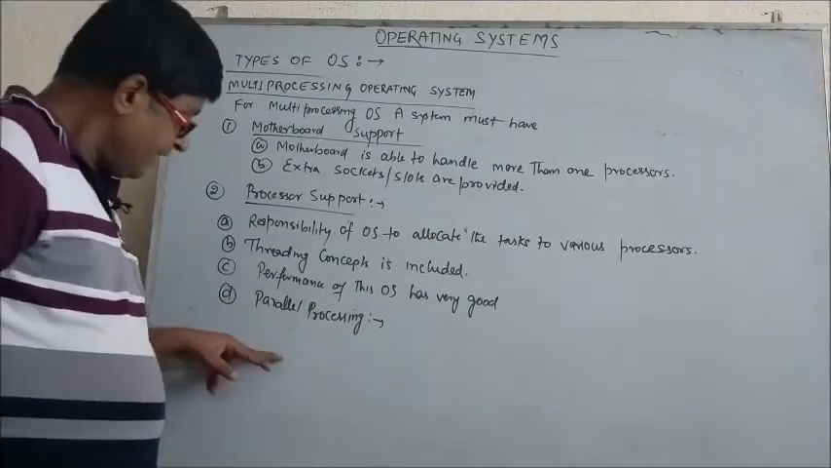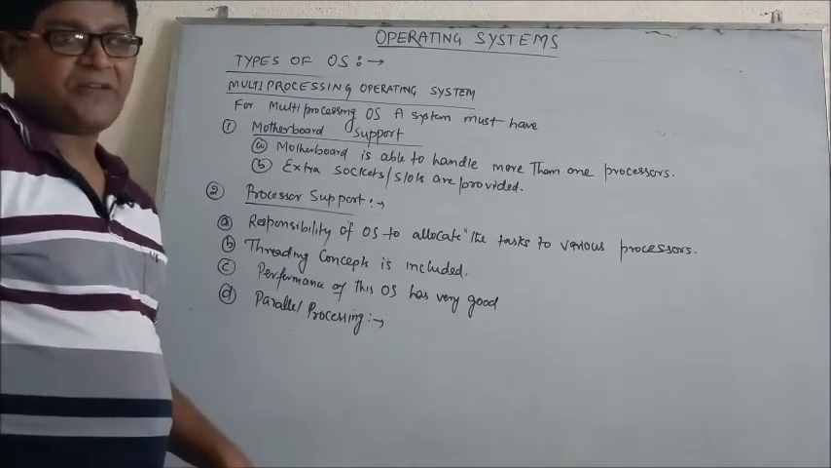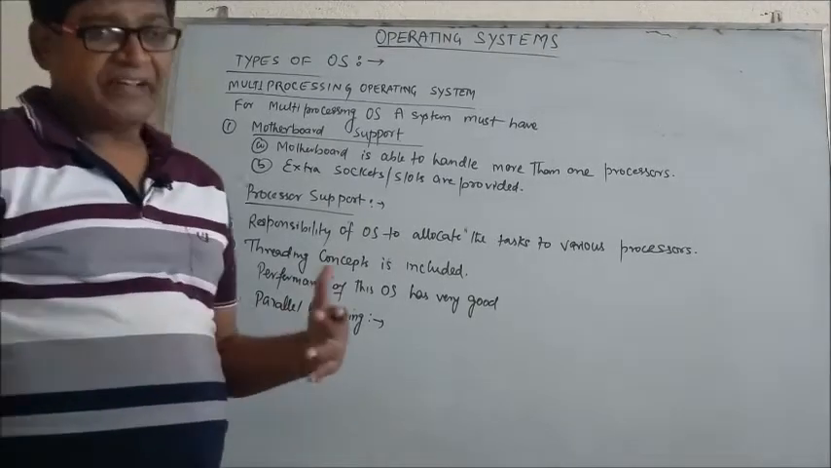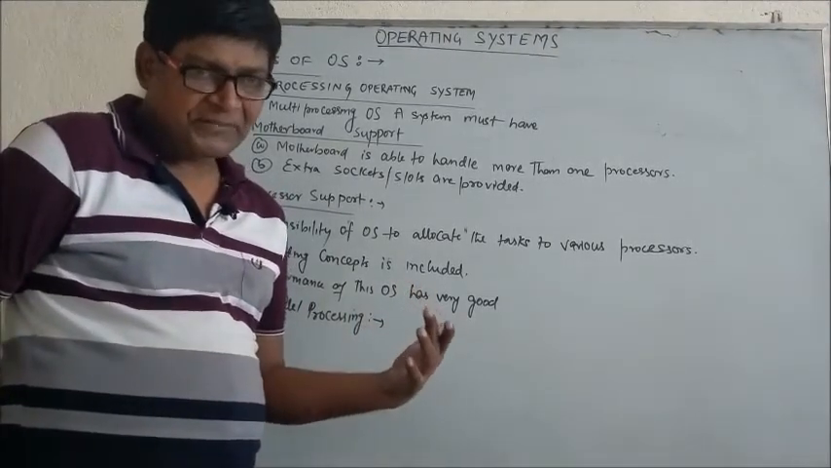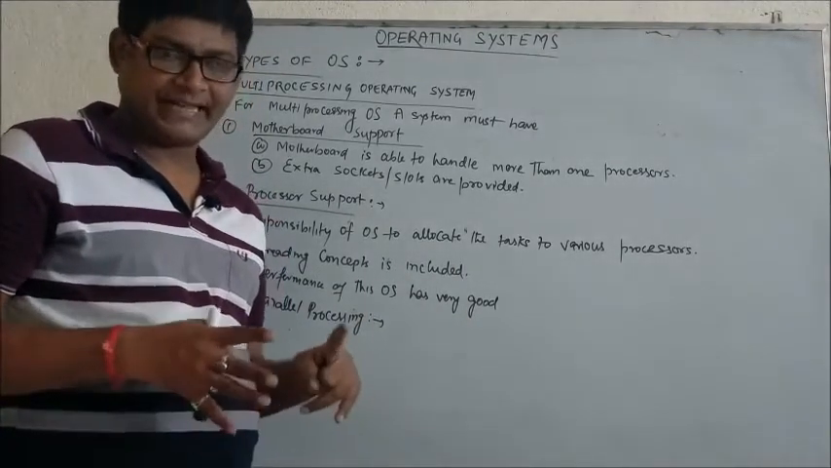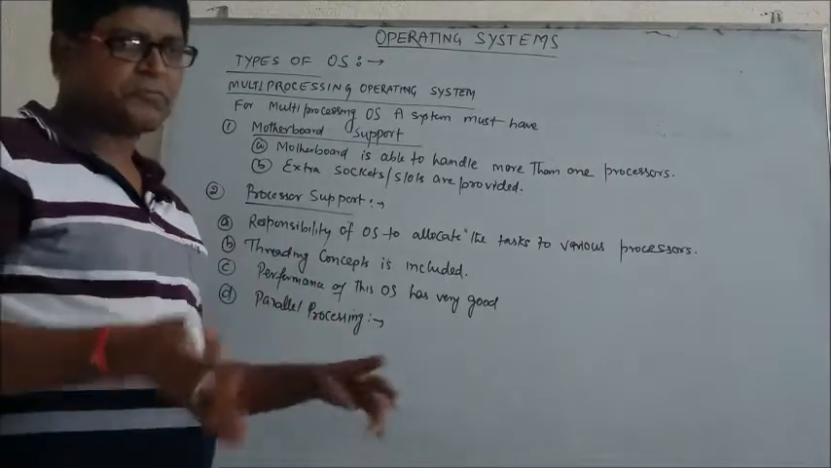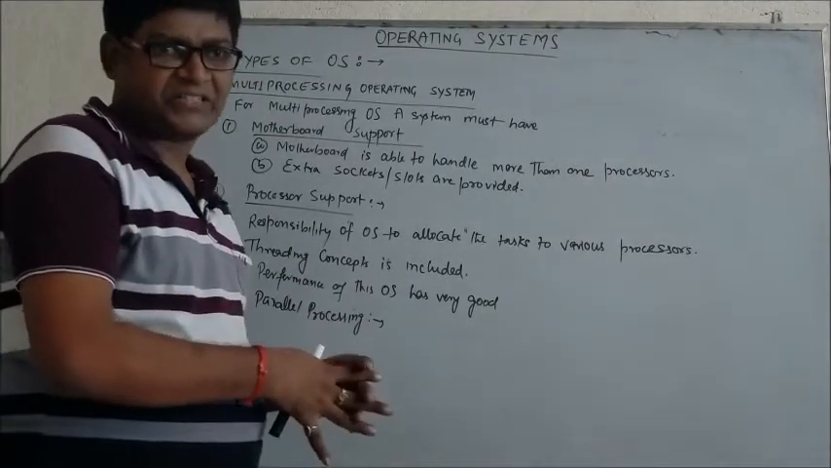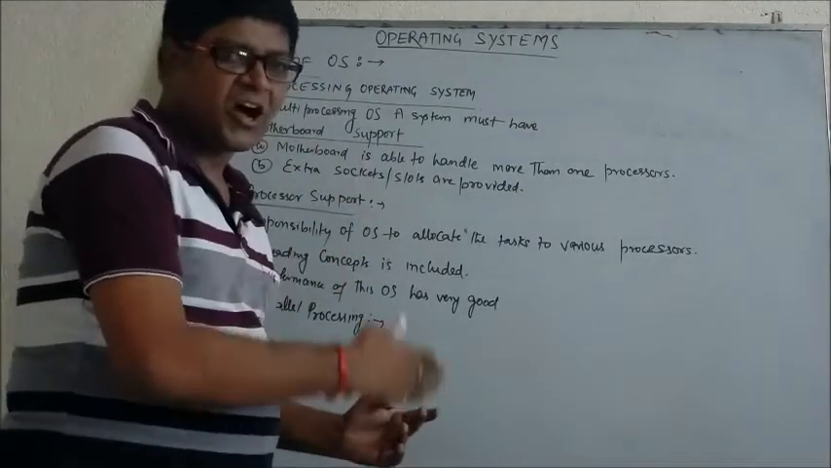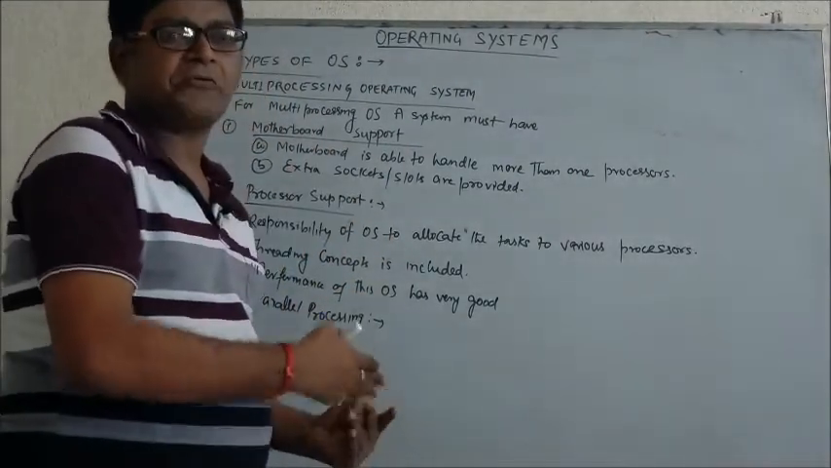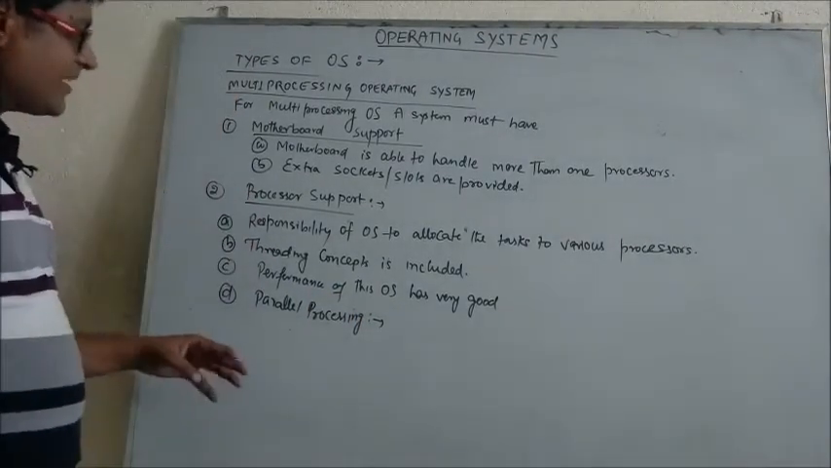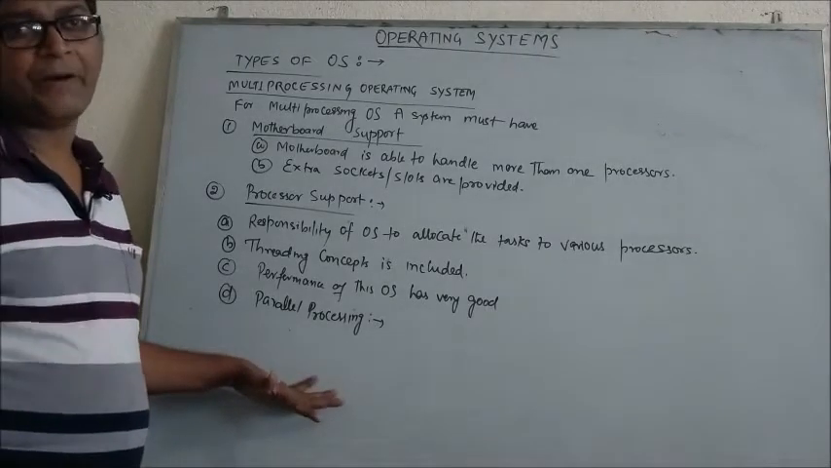Apart from that, there is a parallel processing concept. Parallel processing concept means what? That if I have too many CPUs running, they can run simultaneously, right? They can run simultaneously without bothering about whether the other processors are working or not. So the execution of the CPUs will be simultaneous, right? That is why sometimes it is also known as parallel processing.